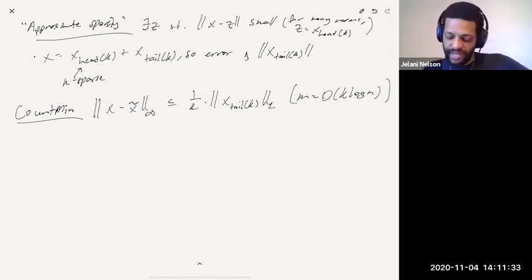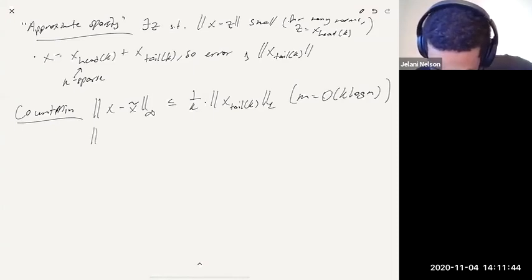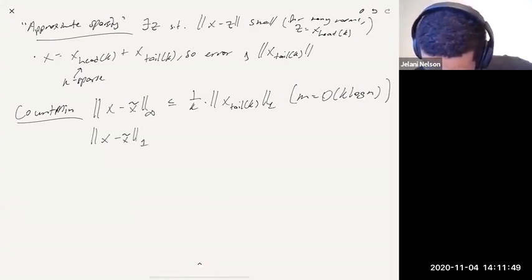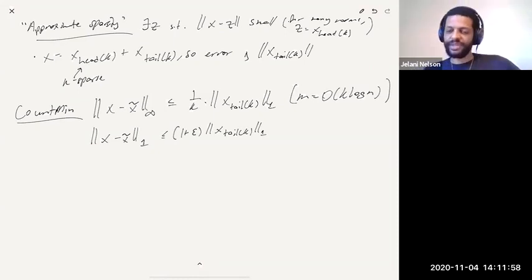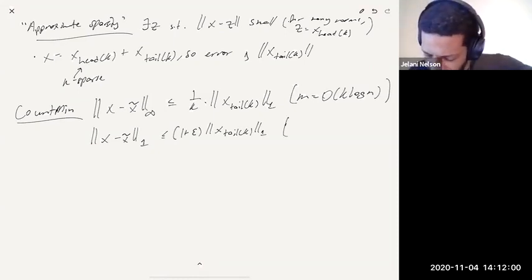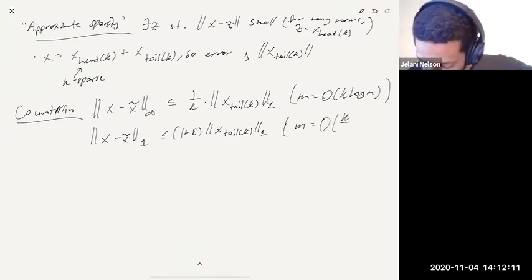We didn't talk about it, but it's also possible to prove that you can get an L1 guarantee for Count-Min sketch as well. In particular, you get something like the L1 norm of x minus x tilde is at most 1 plus epsilon times the L1 norm of x tail k. To do that, m has to be at least, it might be k over epsilon or k plus 1 over epsilon, but to be safe, I'll say something like k over epsilon.